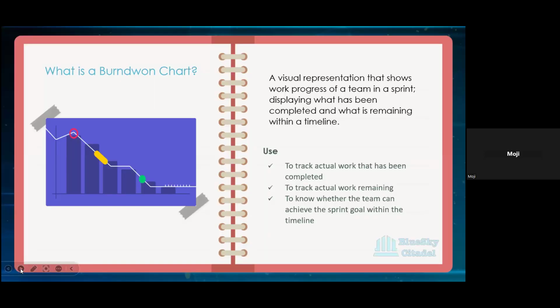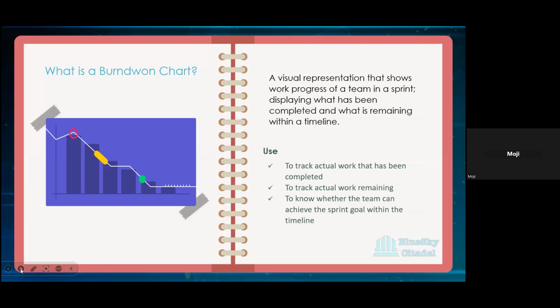Okay, so we're going to start with the burn down charts. Like the name depicts, it's a visual representation that shows the work progress of a team in a particular sprint. It displays what has been completed, what is remaining, and the timeline that you have left to do what needs to be done. That is your burn down chart.